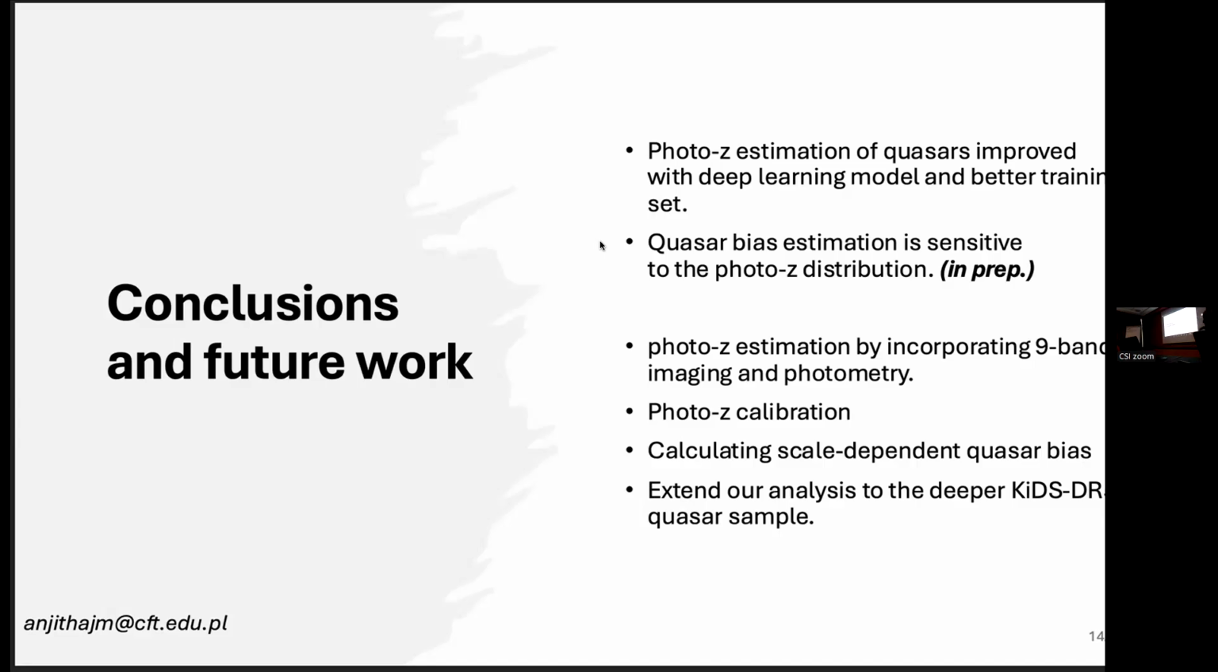bias estimation. For future aspects, here we used 4-band images and 9-band photometry. We can also use 9-band images and 9-band photometry. Then we can calibrate our redshift, that is, a redshift calibration using self-organizing map techniques. Here we calculated a scale-independent quasar bias. We can also calculate a scale-dependent quasar bias using halo occupation distribution models. Then we can extend our analysis to the deeper KiDS DR5 quasar sample. These are the future aspects of this work.